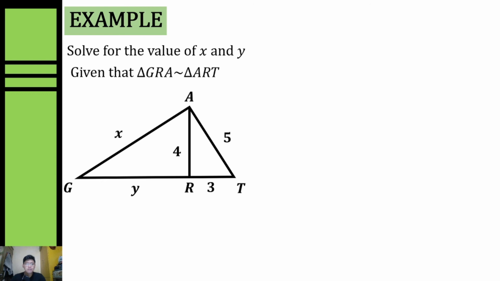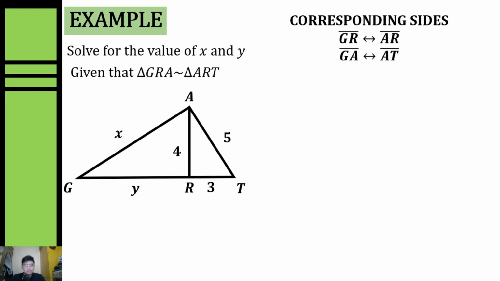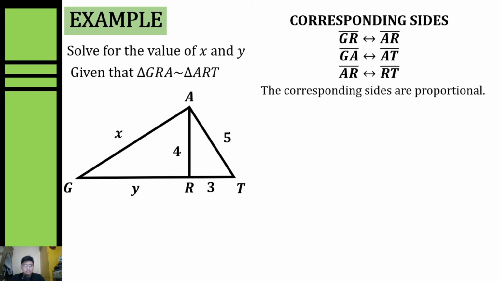Alright, so let's have our last example for today. Solve for the value of X and Y, given that triangle GRA is similar to triangle ART. Okay, so here we have two right triangles. So let's identify their corresponding sides. So for side GR, it corresponds to side AR, side GA corresponds to side AT, and AR corresponds to side RT.